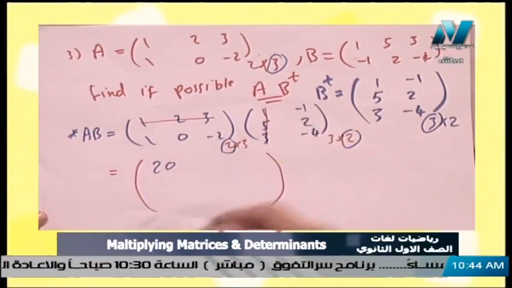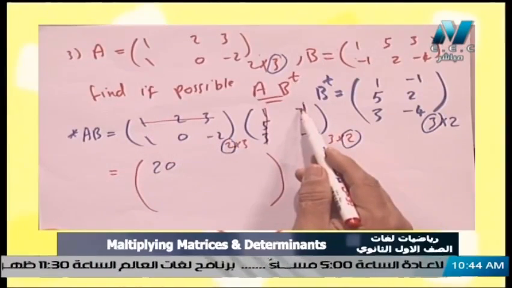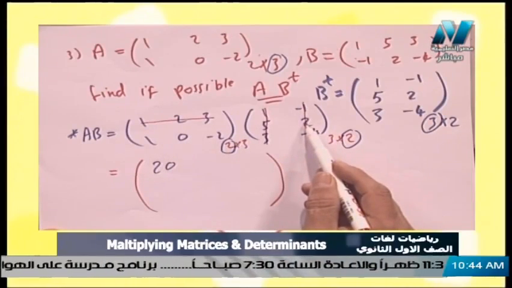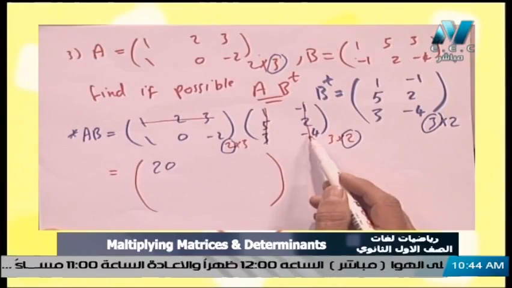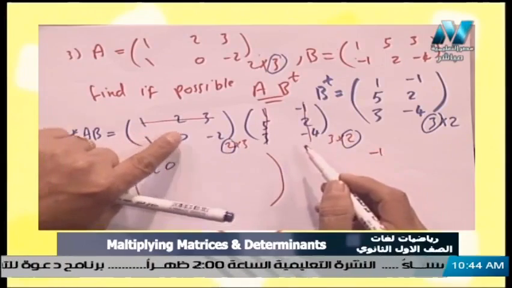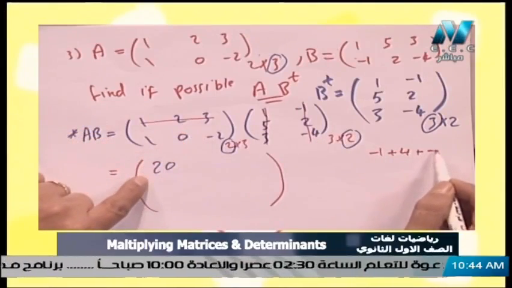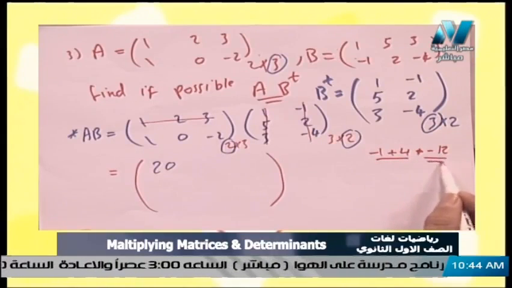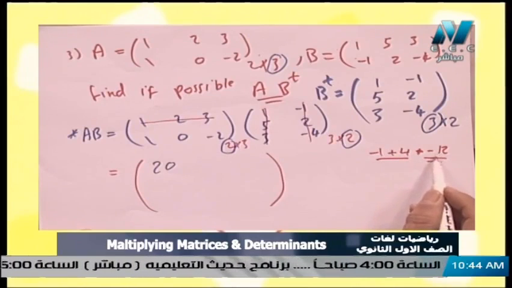This row multiplied by this column. 1 times negative 1 equal negative 1. 2 times 2 equal 4. 4 plus negative 1 equals 3. Plus 3 times negative 4 equal negative 12. Okay, again. 1 times negative 1 equal negative 1. 2 times 2 equals 4. 3 times negative 4 equal negative 12. So the answer here, 3 plus negative 12, will be negative 9.